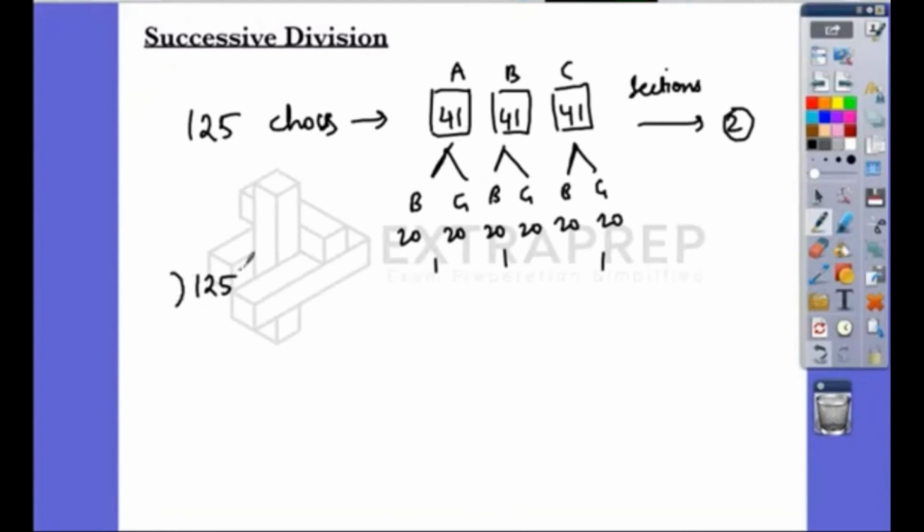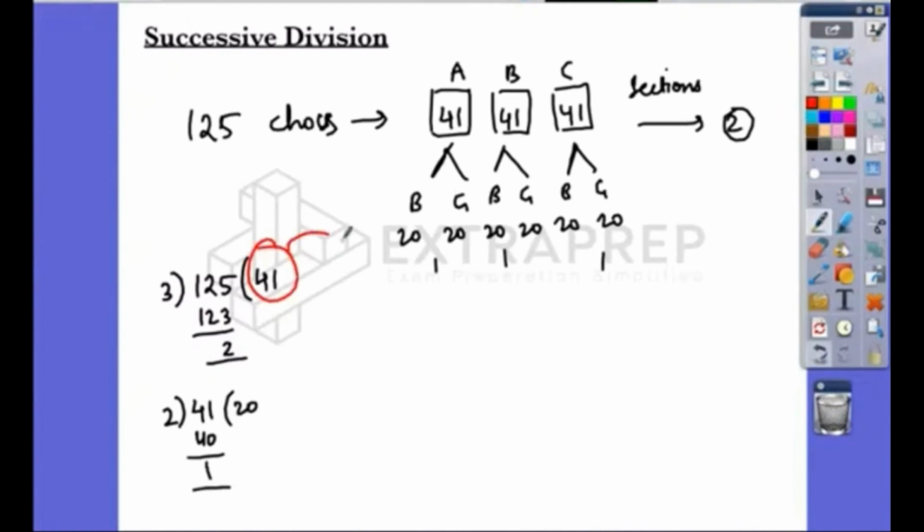See, 125 is first divided by what? 3. And what did you get as the value? 41, 123, the remainder is 2. Next, you have divided into boys and girls. How many batches? 2 batches. You divided 41 and you have got 20 for each batch. So that's 40 and you have got one remainder. Now this is called successive division, where the quotient of the previous division becomes the dividend of the next division.